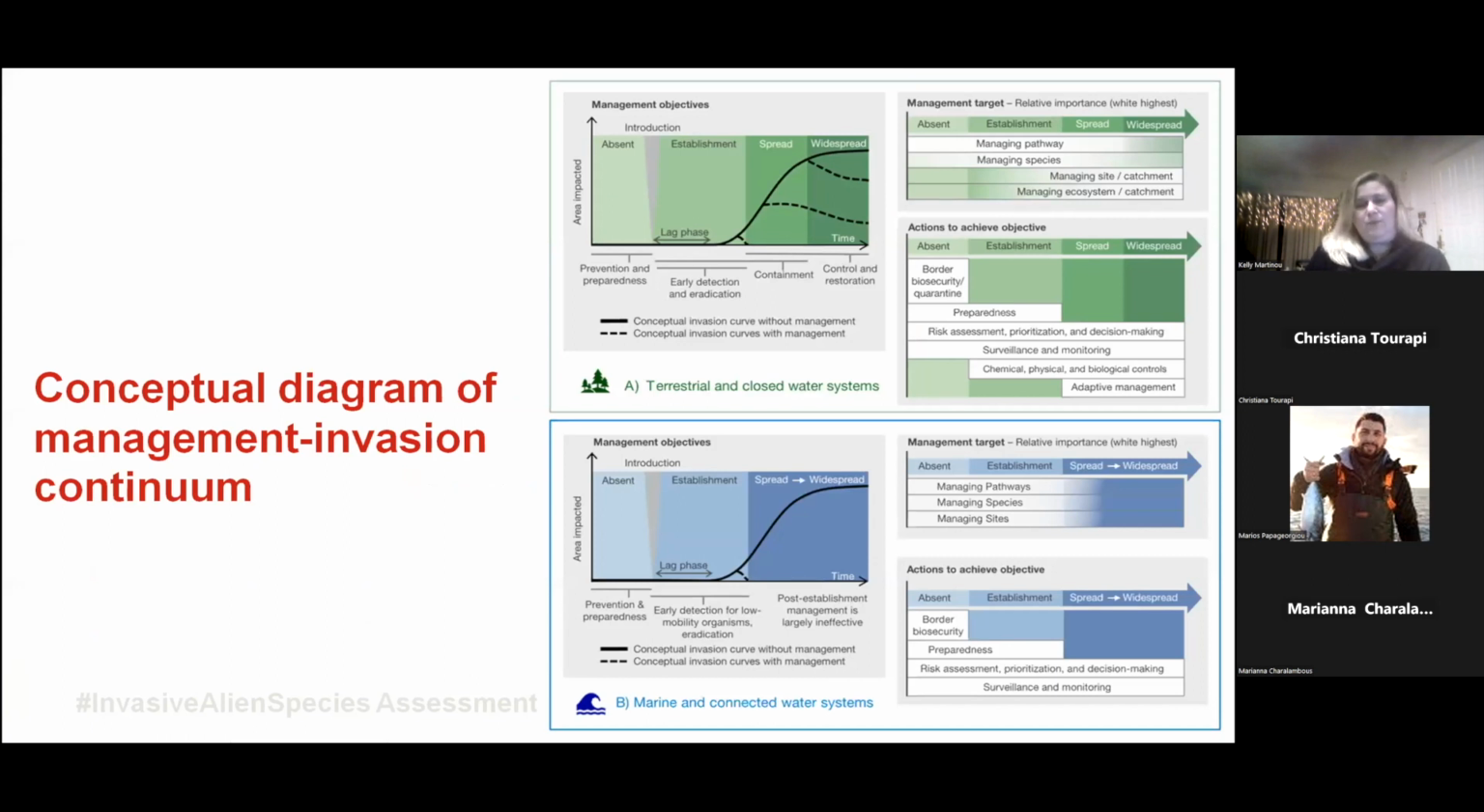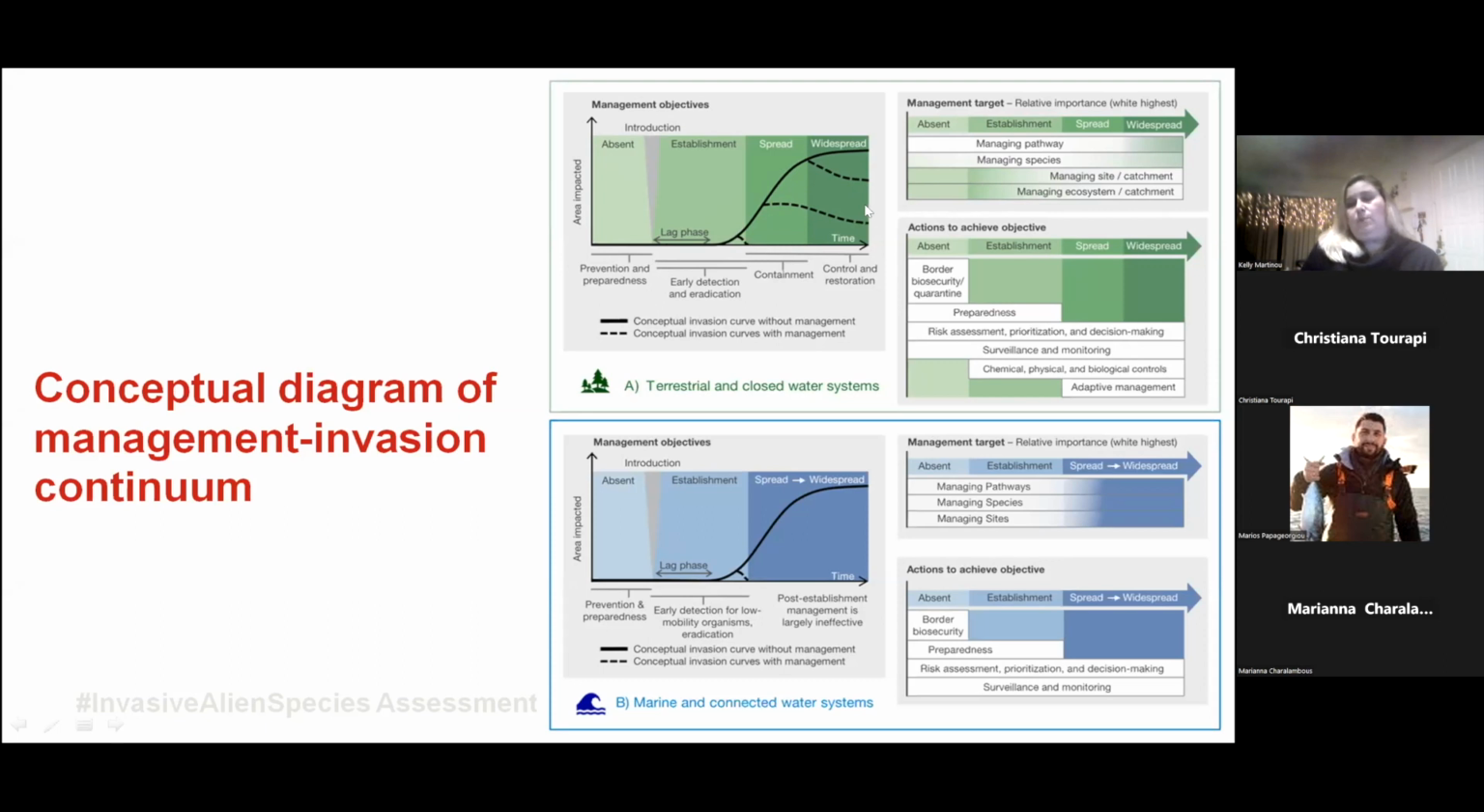And this is a conceptual diagram, and it shows how the biological invasion process develops in time. At the beginning, we don't have any alien species. Then alien species are introduced and get established, and then they can spread, and then they become widespread. And if we don't do something during this lag phase here, it's very likely that the costs are going to be increased in order to reduce the population of these invasive species.